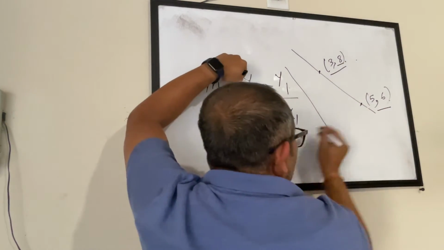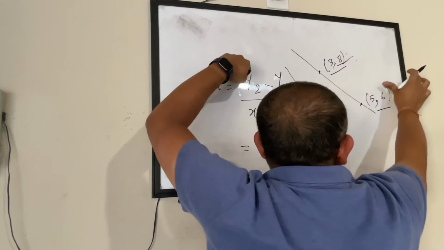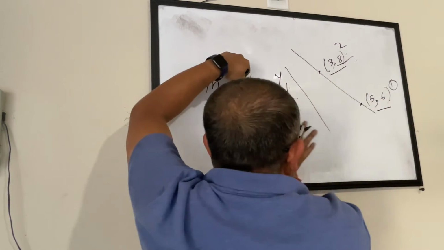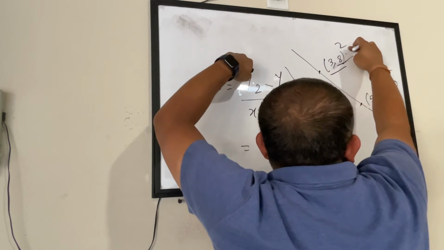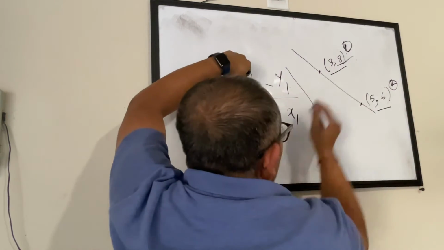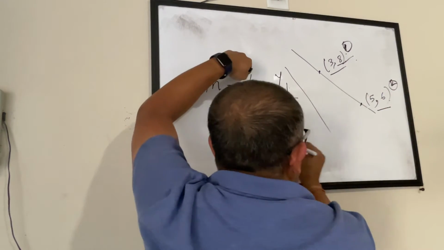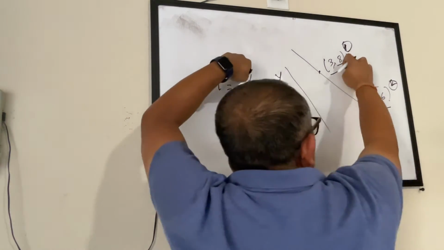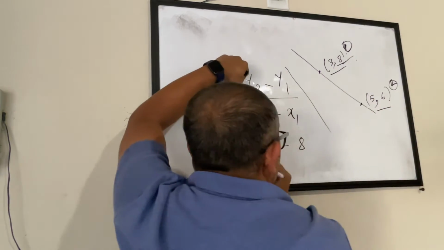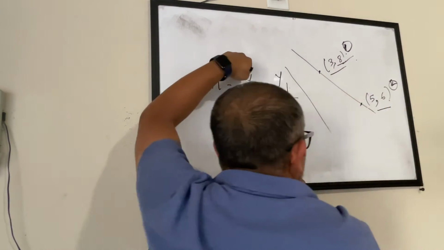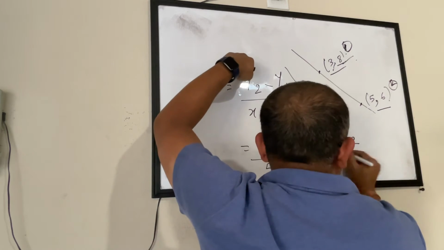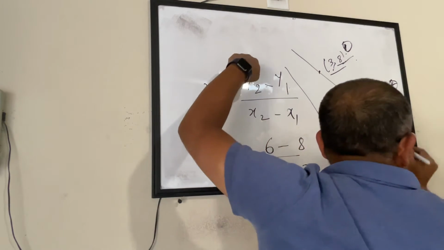Let's say this is my y1, this is my first point and this is my second point, y2. So y2 minus y1: 6 minus 8, divided by x2 minus x1. x1 is 3, x2 is 5. So it becomes 6 minus 8, which is minus 2, divided by 5 minus 3, which is 2. This is minus 1.